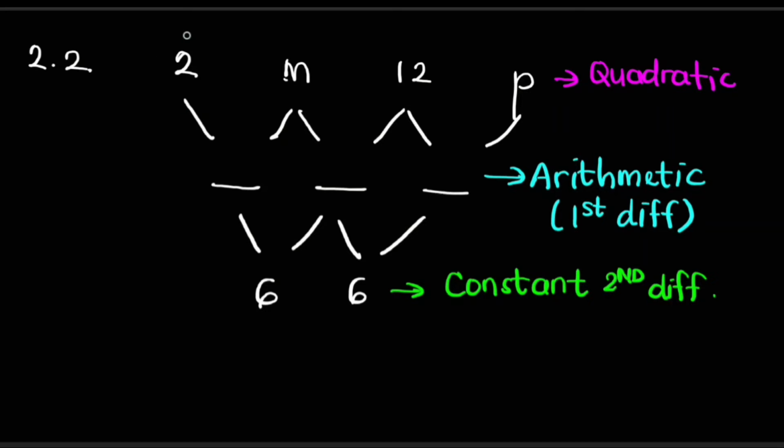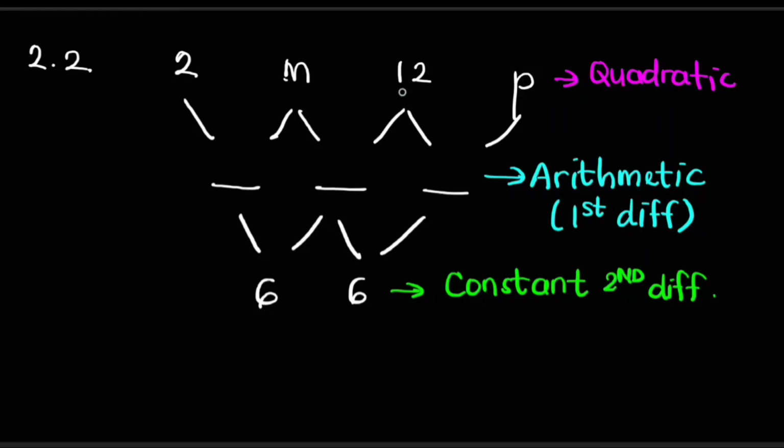Normally what we would do is, in our quadratic sequence, we would ask ourselves, what are we adding onto 2 to get m? Then what are we adding onto m to get 12? And what are we adding onto 12 to get p? However, since we have variables, and it always works this way, if you have a quadratic sequence and you have variables in between, you don't work forward as in 2 plus what gives you m. You don't ask yourself that. But instead, you work backwards and you subtract.